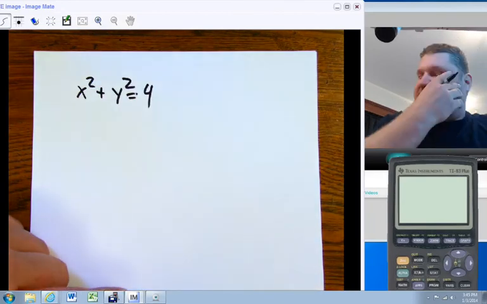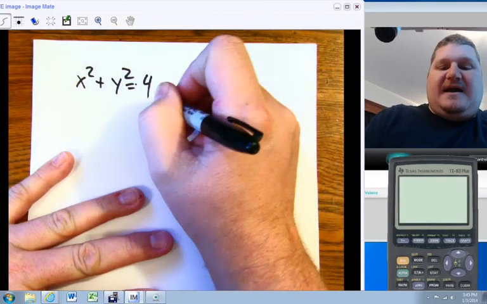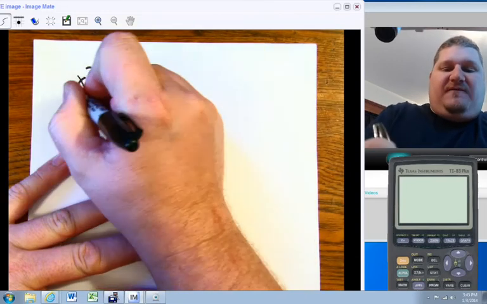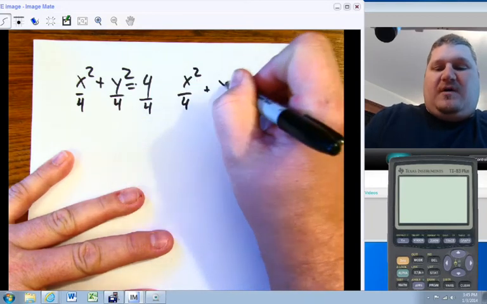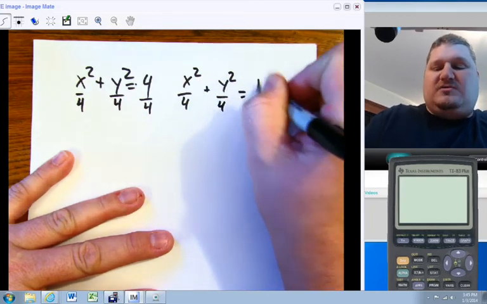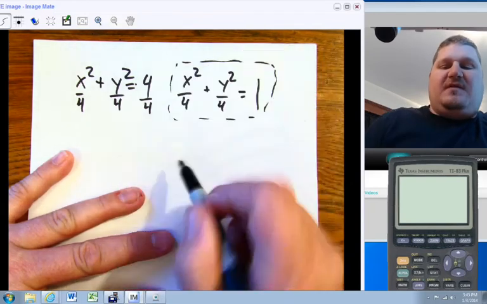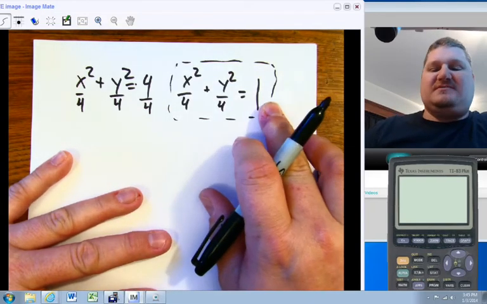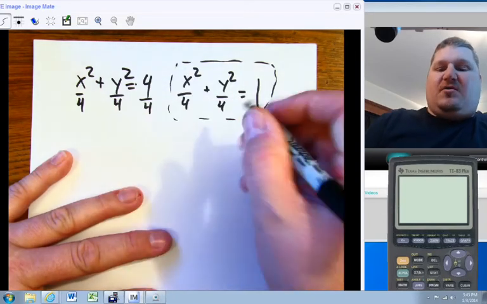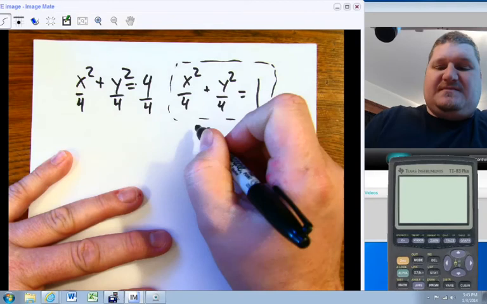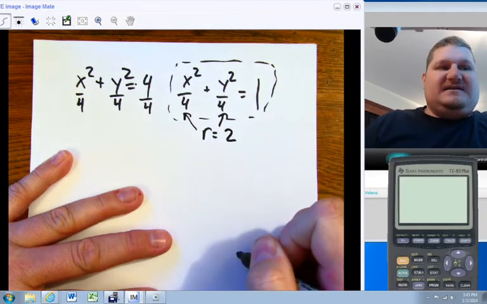Now again, that's not a standard form that we really wish to use. So let's go ahead and divide everything by 4, giving us x squared over 4 plus y squared over 4 equals 1. Again, the reasoning behind putting it in this form is so that it better matches up to ellipses and hyperbolas. In either case, it's very easy to see at this point that our radius is going to be the square root of whatever these denominators are. So the radius is 2.